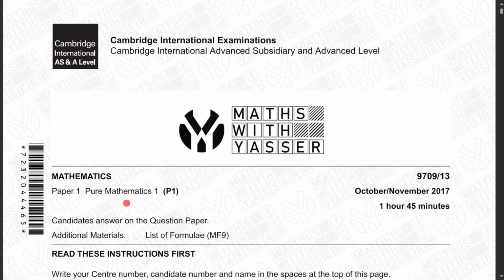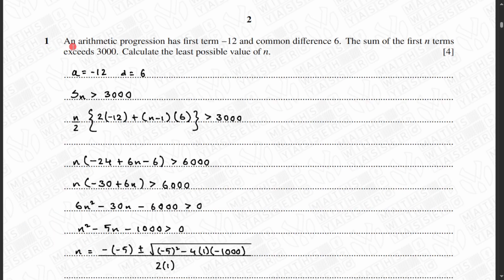Today we will be solving Pure Maths Paper 1 from October-November 2017, variant 13. Question number 1, it says, an arithmetic progression has first term -12 and common difference 6. The sum of the first n terms exceeds 3000. Calculate the least possible value of n.